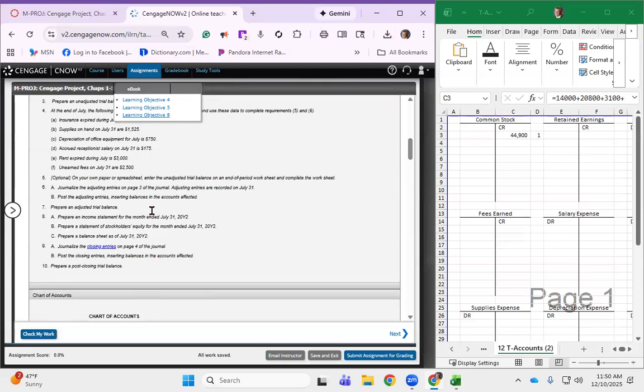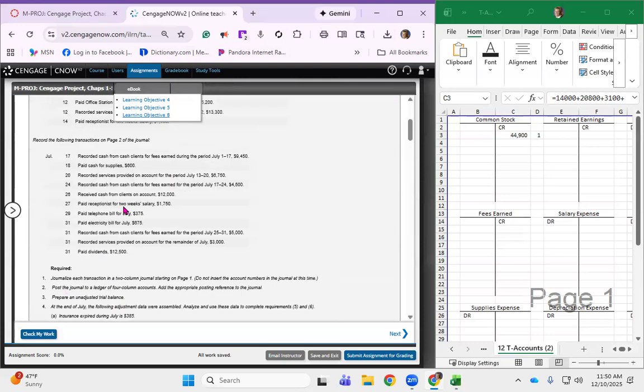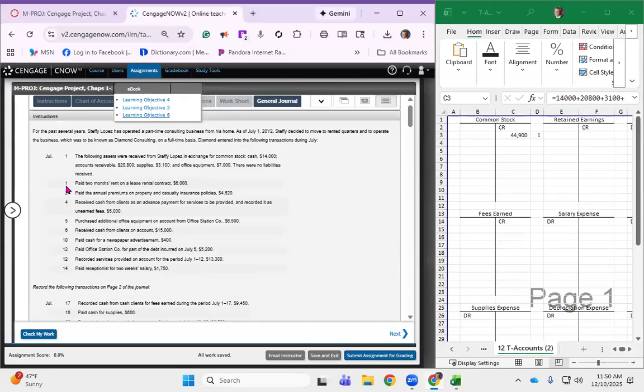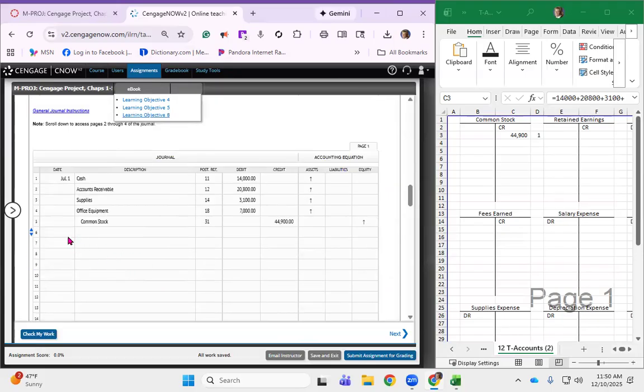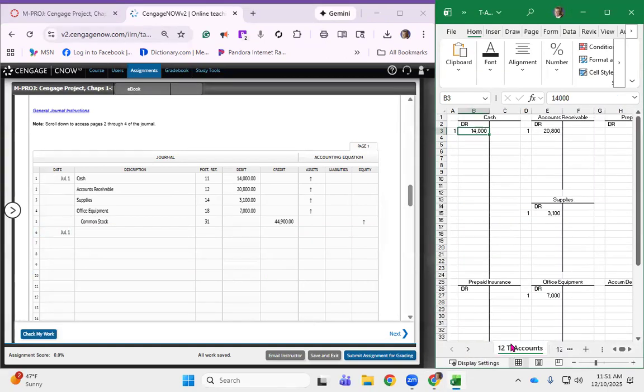So now we are ready for number 2. The second one is also July 1st, so I'm going to put that number in and then I'll read. Here comes the transaction. Make sure you're looking at your amount. It says paid 2 months rent on a lease rental contract of $6,000. So if you're going to pay something, cash goes down. So we want to go back to cash. Cash is going to go down.